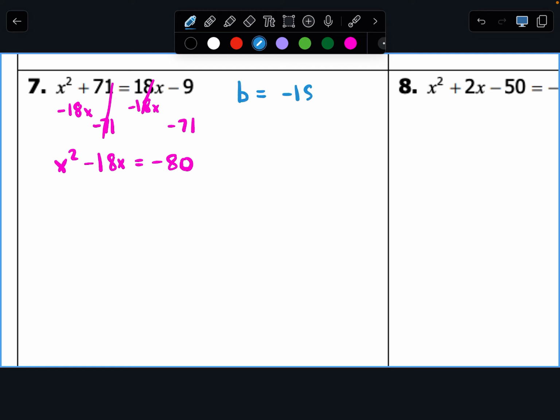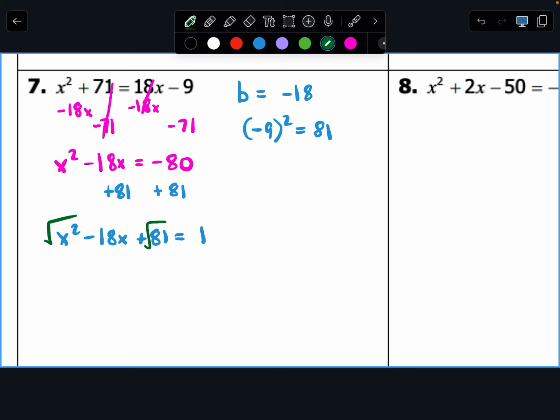Negative 18. I'm going to take half of it and square it, which gives me 81. We're going to add 81 to both sides to complete the square. So I have x squared minus 18x plus 81 equals 1. And now I can factor the left side. Square root the first and the last term, you get x and 9. It's a minus 18x in the middle, so I have x minus 9 squared equals 1.